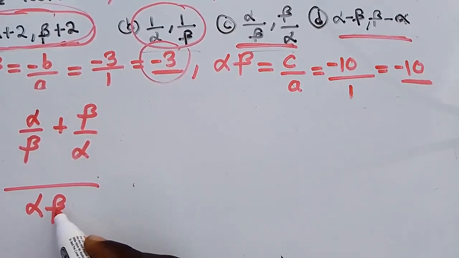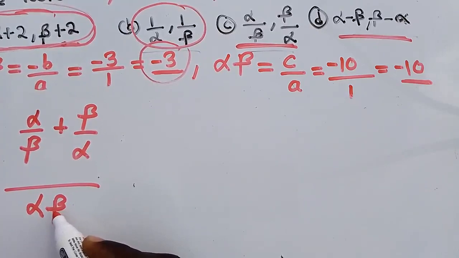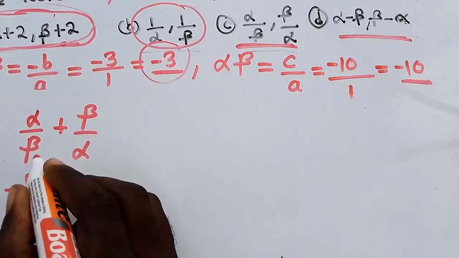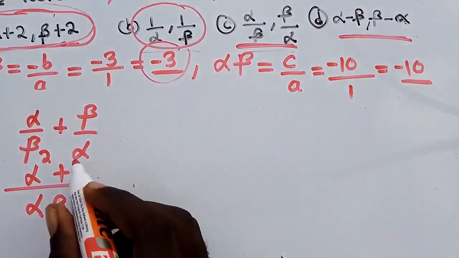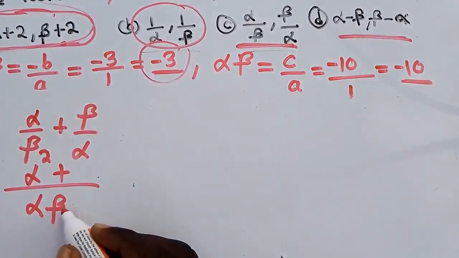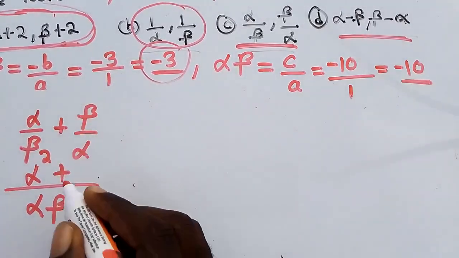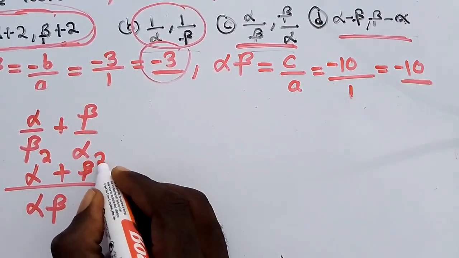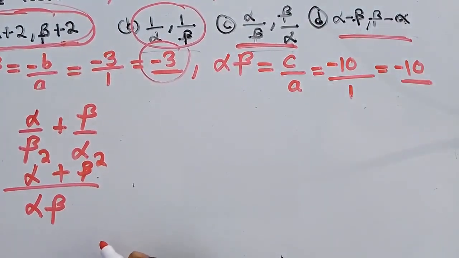I'm going to remain with alpha. So alpha times alpha is alpha squared, plus the alpha cancelled. I'm going to remain with beta. Beta times beta is beta squared. So I've come up with this. I want to find the sum of the roots.